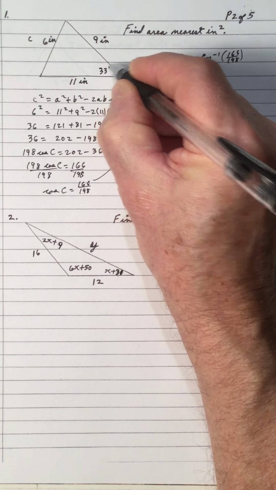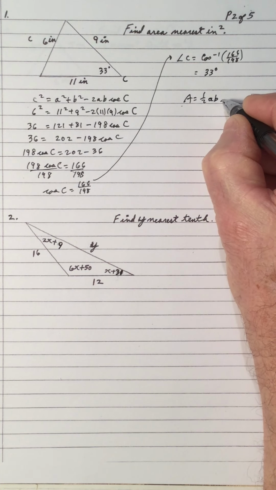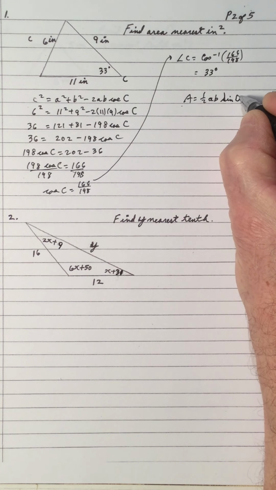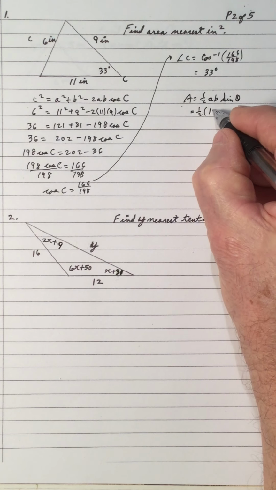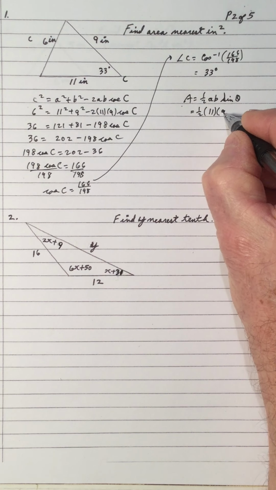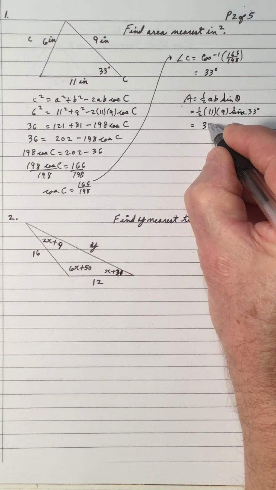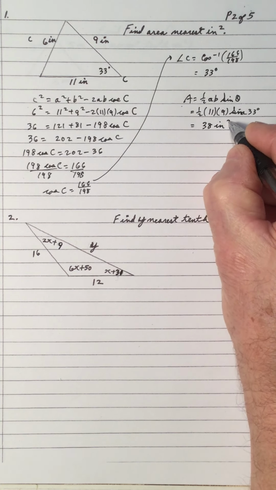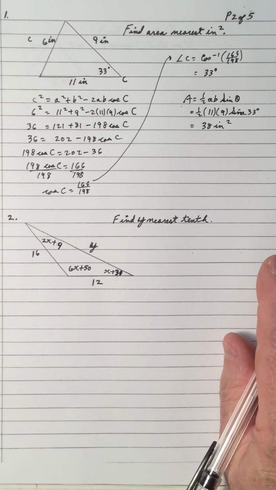And now the area of a triangle is a half A, B, sine of the included angle, which I'm going to call theta. So that's a half. We said A was 11, B was 9, and sine of the angle, which is 33. Again, plug that into the calculator and you'll come up to the nearest 38 square inches for the area. Okay, let's do another one.